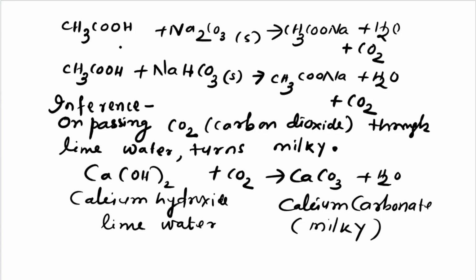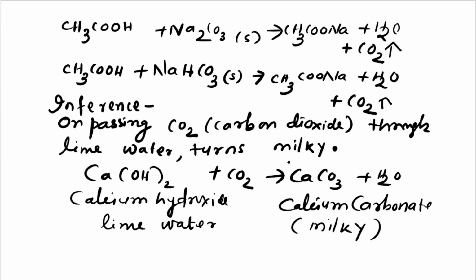CH3COOH, that is ethanoic acid, with sodium carbonate gives CH3COONa, that means sodium acetate, plus water and plus carbon dioxide. This carbon dioxide is responsible for lime water turning milky. CH3COOH with NaHCO3 also gives the same products, and that is why this carbon dioxide turns lime water milky. Then what is the inference? On passing carbon dioxide, lime water turns milky.